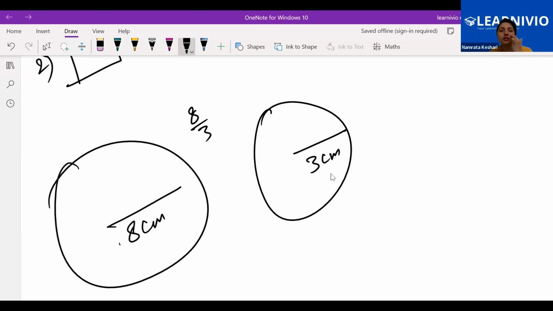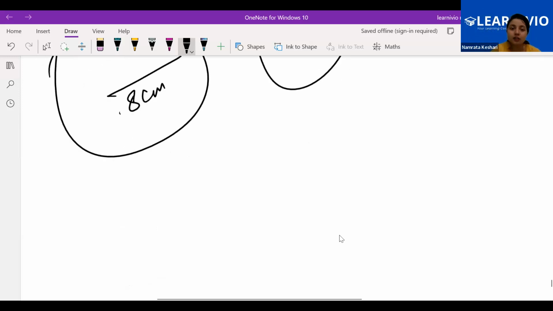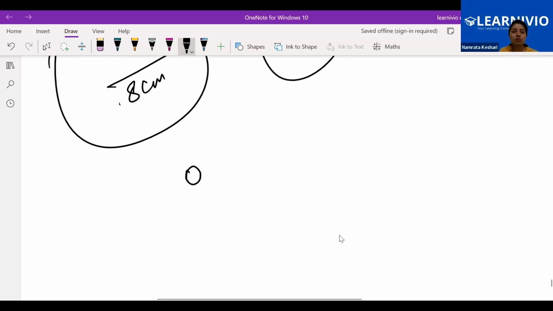No need to compare the other thing. Okay, the angle will be the same, because a circle is a complete 360 degrees. So obviously that goes for any circle, that goes for this teeny tiny circle also. The complete angle will be 360 degrees. That's why we say that all circles are similar figures.